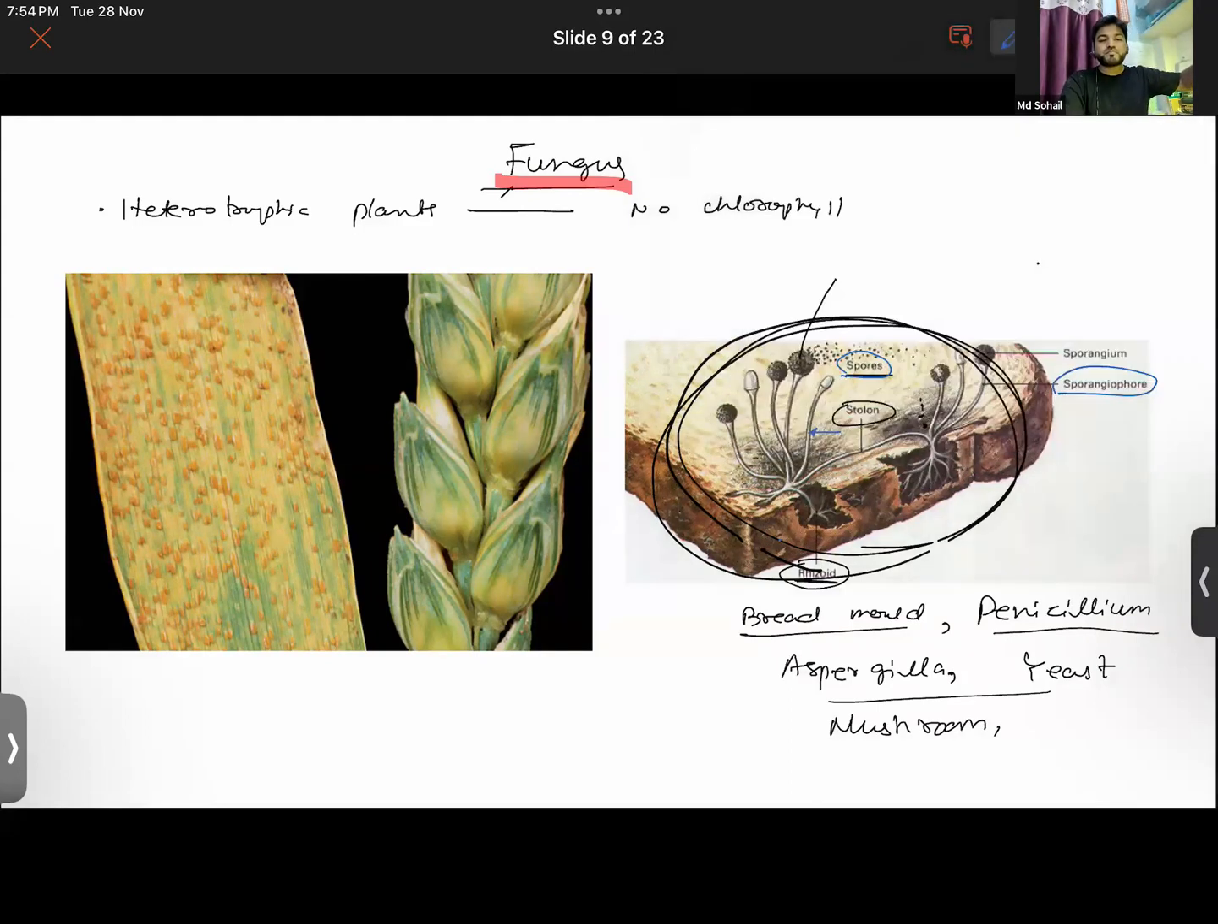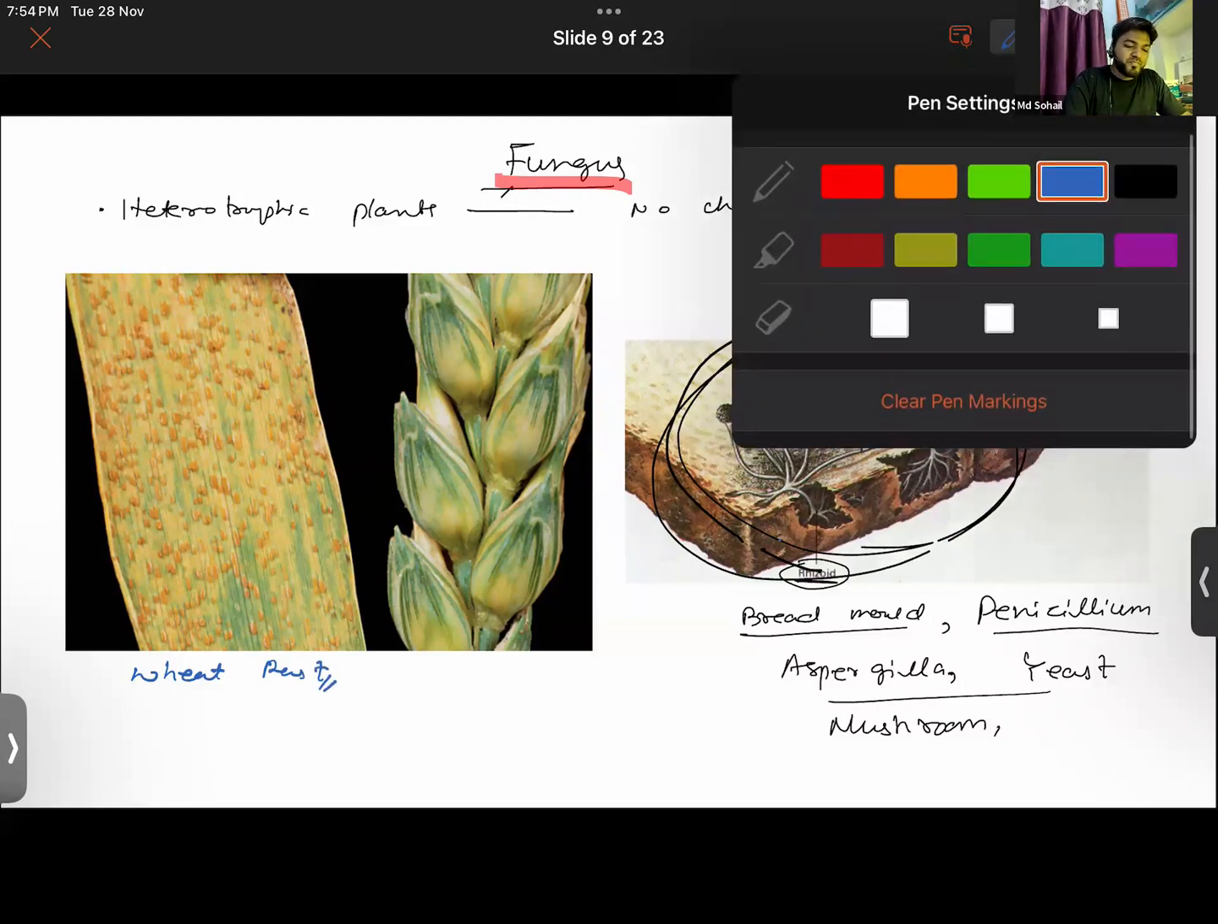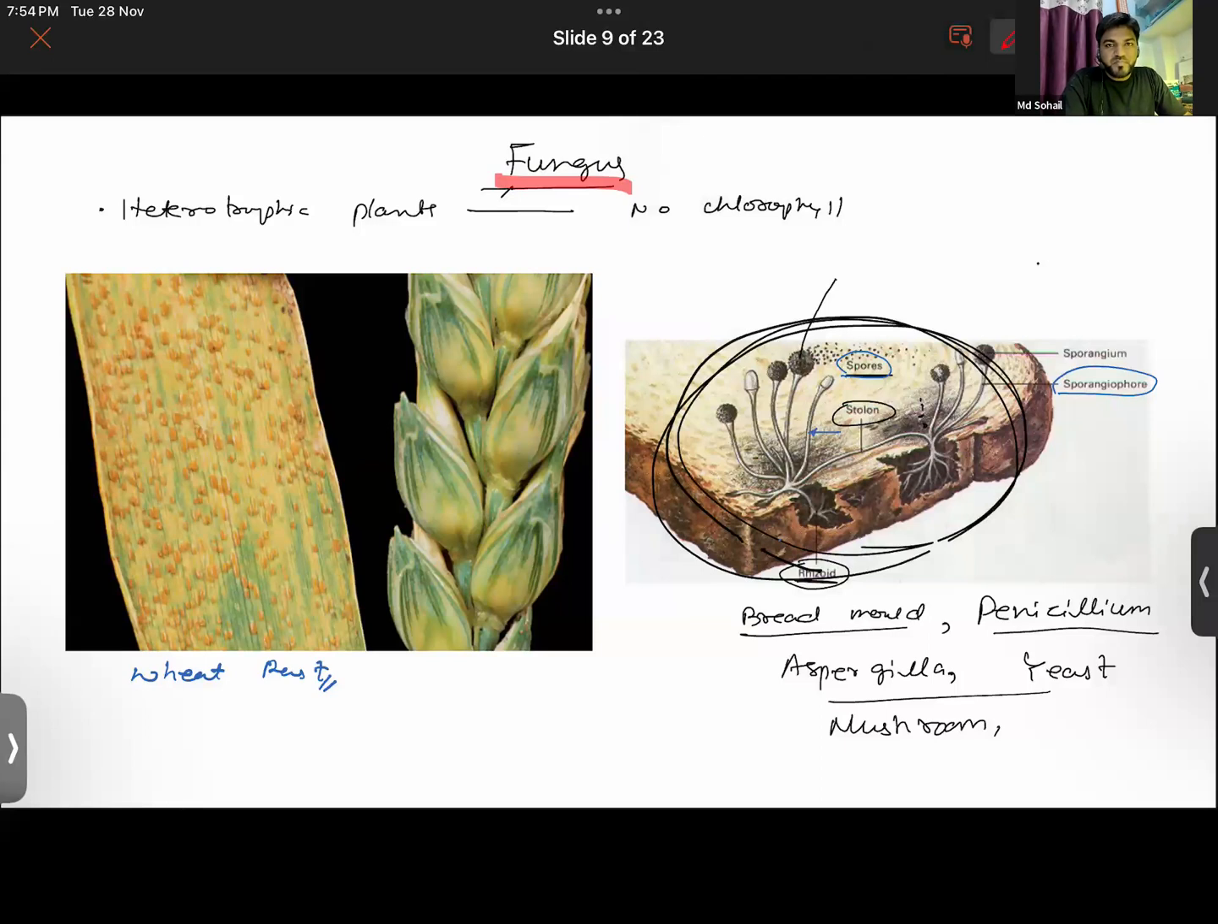So these are the examples. By the way, the first figure that you see, who will tell me what disease it is? Wheat rust. Very good. Sometimes the whole harvest can be wasted. If the crop is infected by wheat rust, it infects one plant, then a second plant, then the whole harvest is wasted. So that is also a type of fungus.